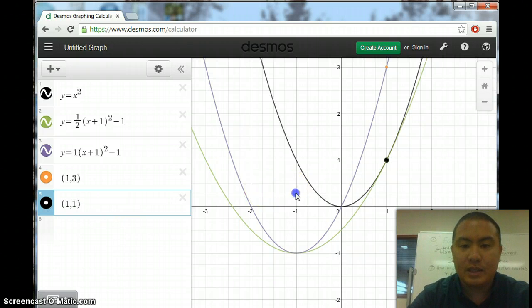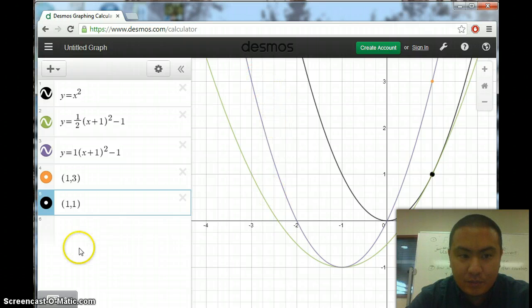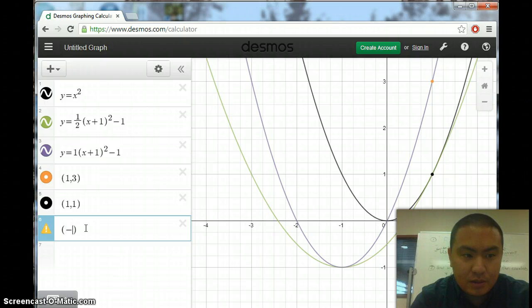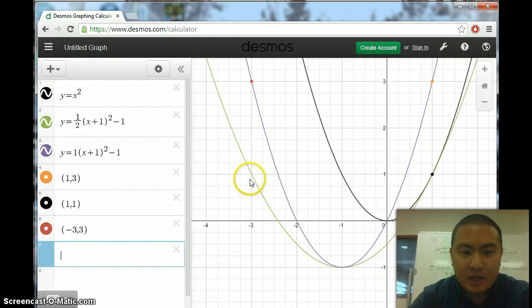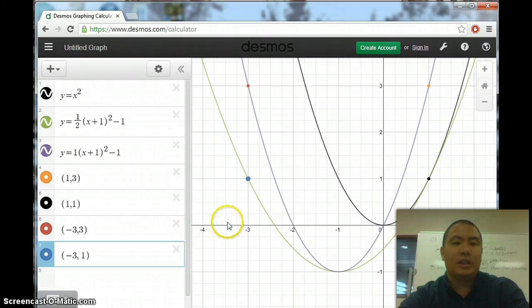Okay, so that's the idea behind it. Notice that it's always perfectly symmetrical. If you go over 2 this way, normally you would have gone up 4, and that would have put us at -3, 3. And then instead we had half of that amount, and that would put us at -3, 1. See how it's half. Okay.